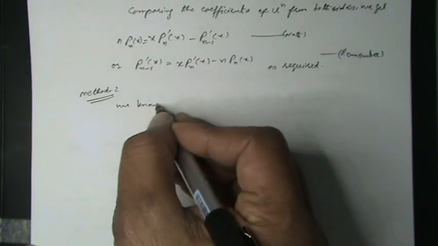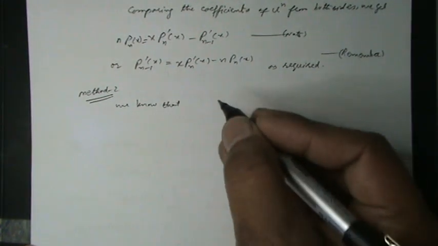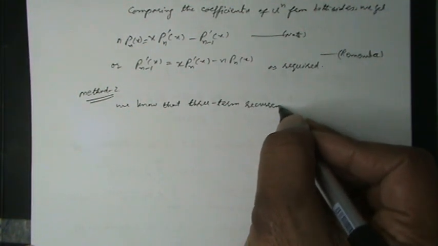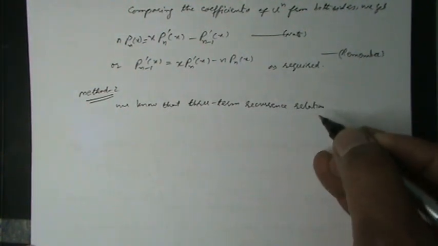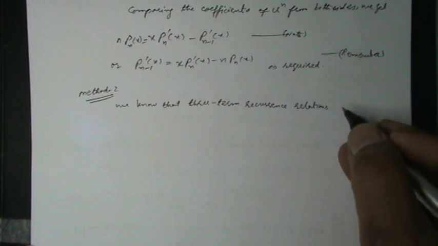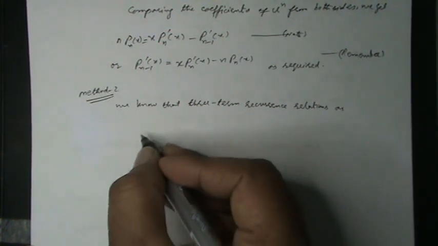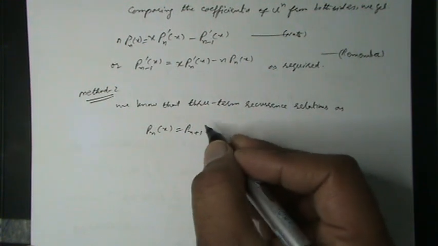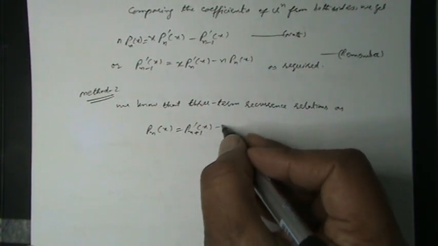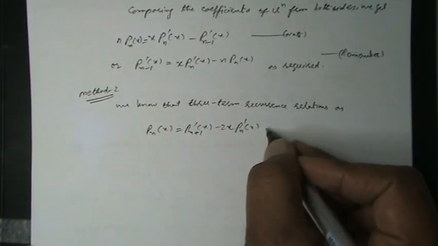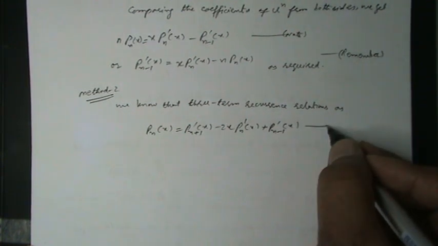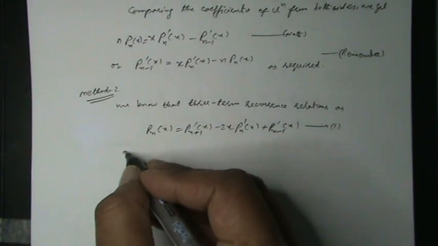We know that the 3-term recurrence relations are Pn(x) is equal to Pn plus 1 dash (x) minus 2x Pn dash (x) plus Pn minus 1 dash (x). Equation number 1. Remember this one as a formula.